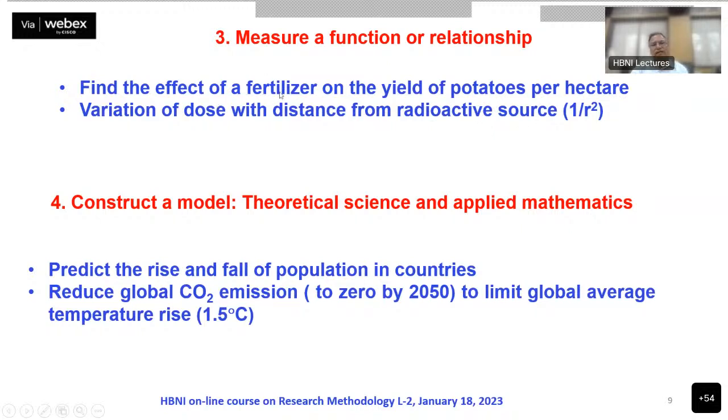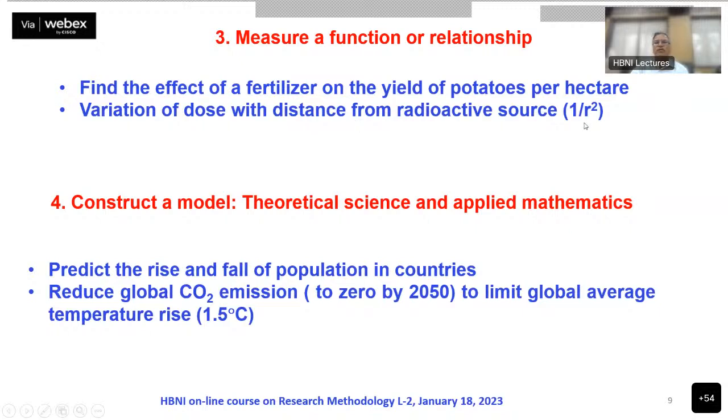So you add some quantity of fertilizer and measure the yield of potato per hectare and draw a correlation, the potato yield per hectare versus the fertilizer quantity. So you can derive this relationship.